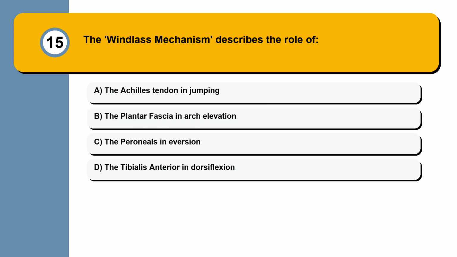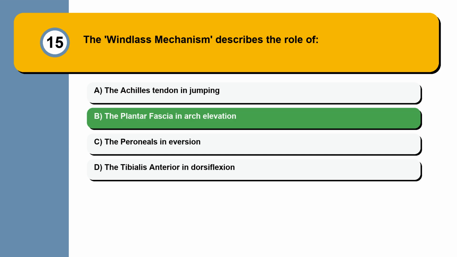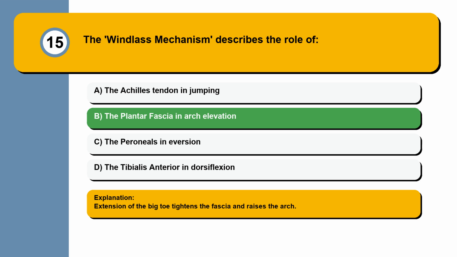Question 15. The windlass mechanism describes the role of the Achilles tendon in jumping, the plantar fascia in arch elevation, the peroneals in eversion, the tibialis anterior in dorsiflexion. Extension of the big toe tightens the fascia and raises the arch.